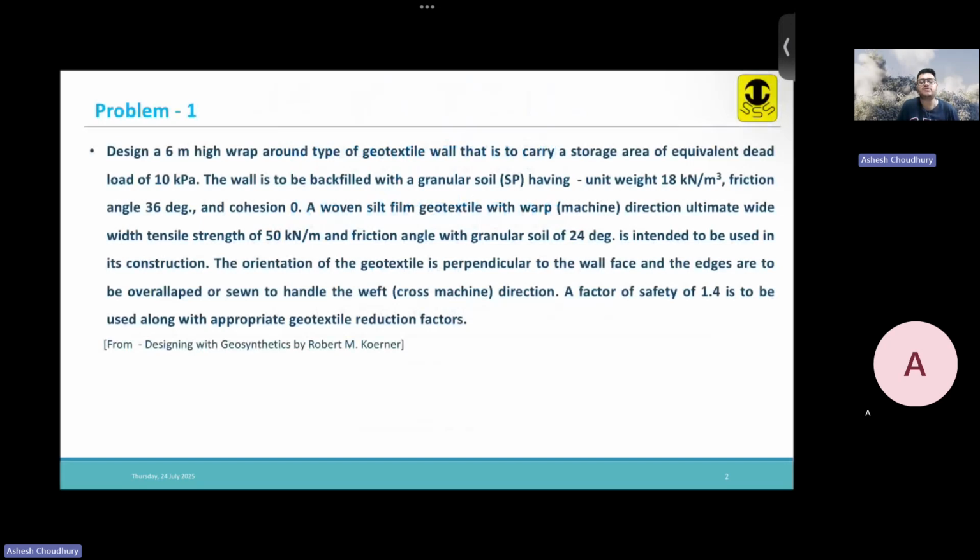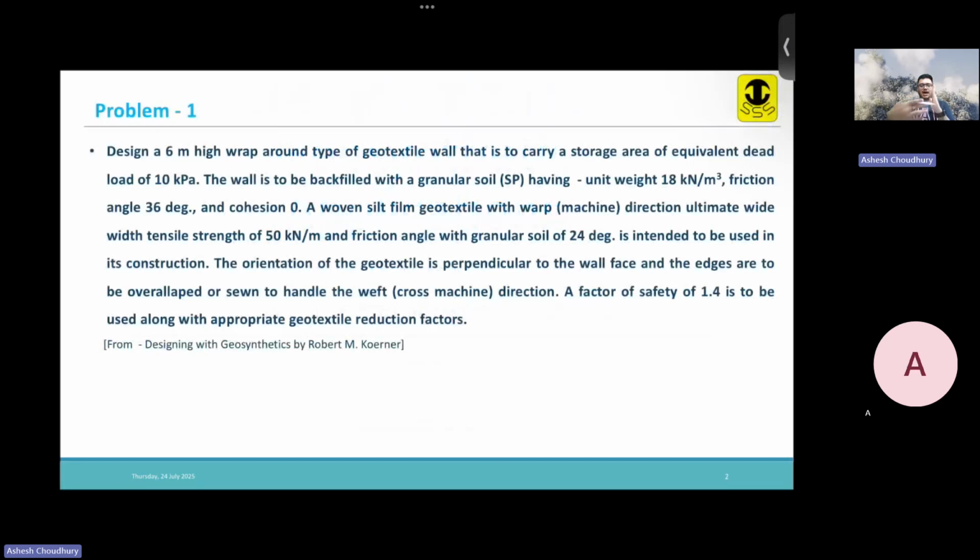The orientation of the geotextile is perpendicular to the wall face, and the edges are to be overlapped or sewn to handle the weft direction. So, sir, this is the facing of the wall. Like this we are placing the geotextile in this direction. One layer of geotextile, then two layers, then three layers, like this. This is the face of the wall, and we are putting the geotextile perpendicular to the face.